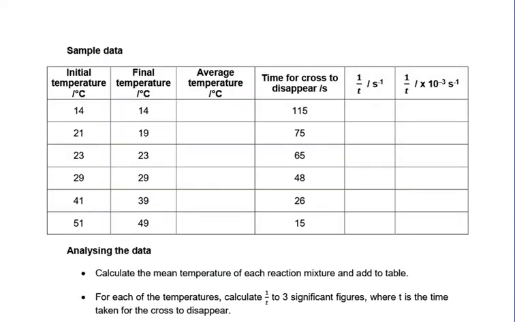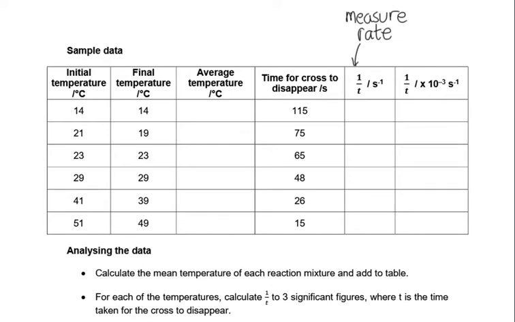So what would you do with your results? Well, your results would look something like this. You would have measured an initial temperature and a final temperature, and you'll be able to use that to calculate the average temperature. You'll have measured the time for the cross to disappear, but time is not what rate is. Rate is a measure of change in concentration over time.